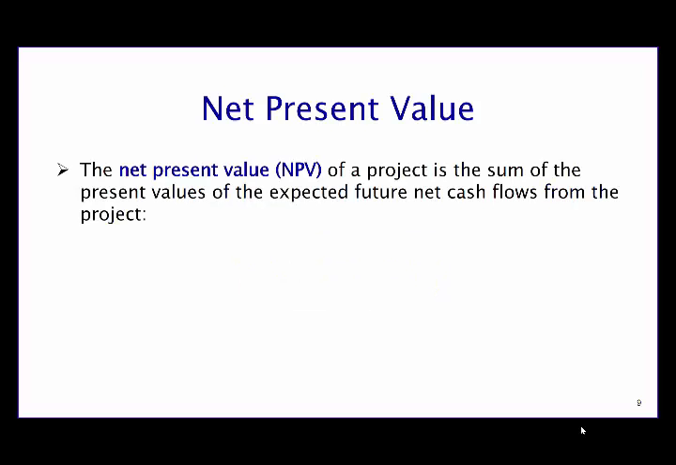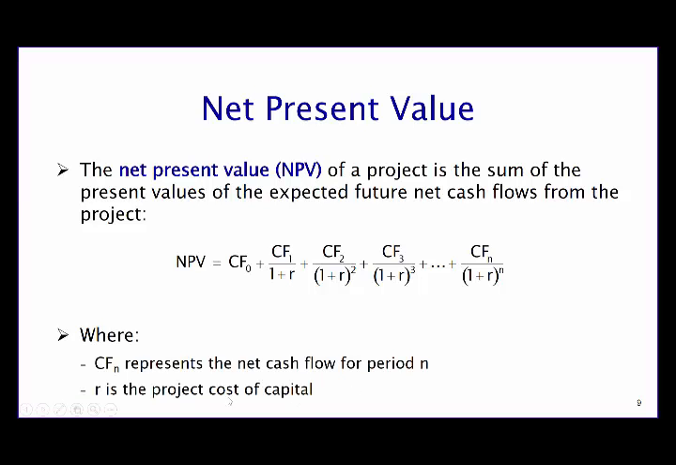The net present value, or simply NPV, of a project is the sum of the present values of the expected future net cash flows from the project. And here is our equation. The CF stands for the net cash flows. There's a net cash flow at time zero, and that's going to be your initial investment. You expect that to be a negative cash flow, a net cash outflow. And then CF1 is your net cash flow in year one, and so forth. R is the project cost of capital. It's the required rate of return, the risk-adjusted required rate of return for that project, and is the discount rate for the future net cash flows that have been estimated.